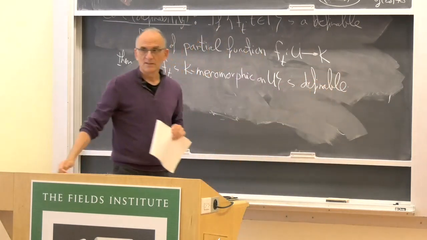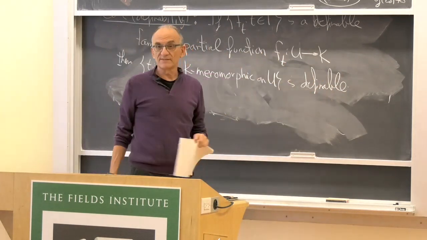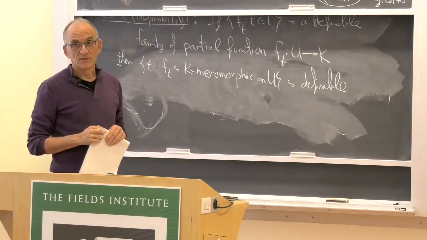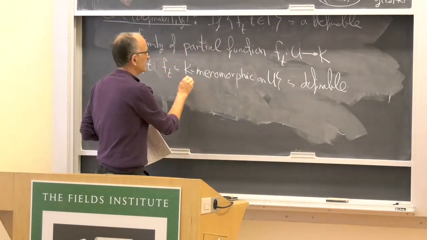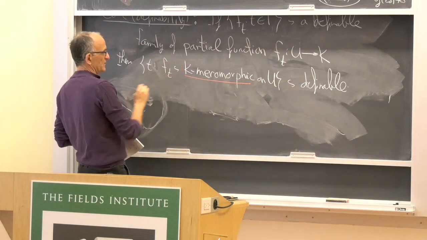What do you mean by partial function? That I don't know what the domain is. The domain is some subset of U to the K, of U. Okay, so let me just say why it makes sense. What does this mean?